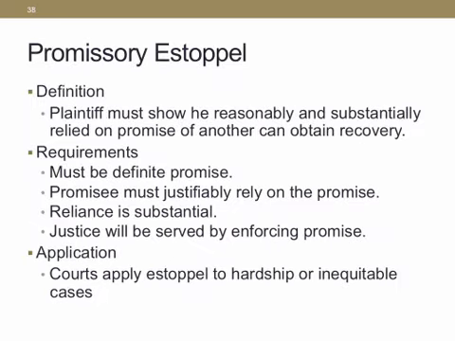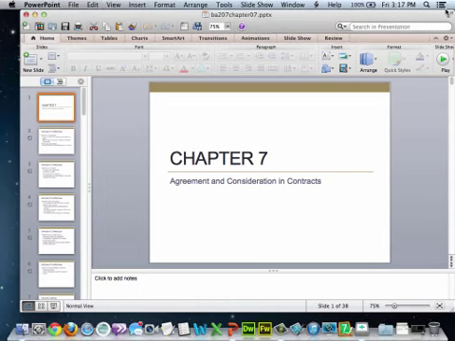And then promissory estoppel, probably one of the hardest concepts in the chapter. When somebody makes a promise and the other party relies to their detriment, and justifiably relies, and that reliance is substantial, then the court would enforce that, even in situations where the parties don't have a contract. So that's the end of Chapter 7.